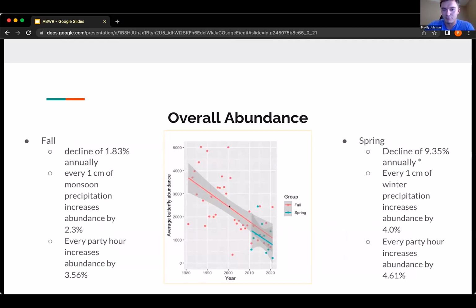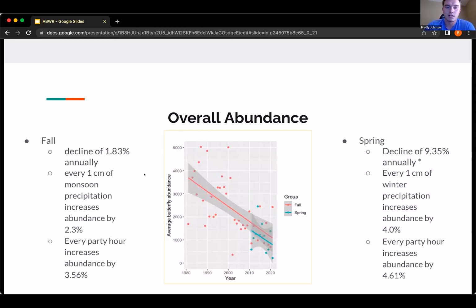So we have the fall in the pink and the blue is the spring. Once again, the confidence interval for the spring is a lot larger just due to the smaller sample size. For the fall, annually there's a decline of 1.83% in butterflies. This just means year over year there would be a 1.83% decline in butterfly abundance.